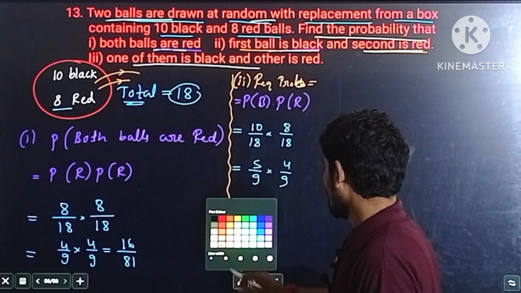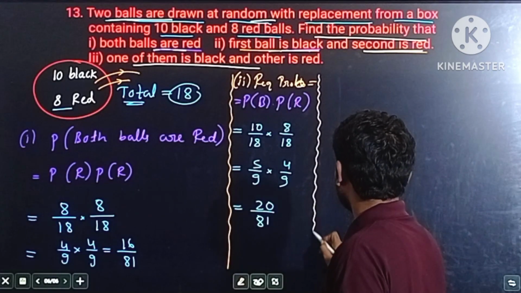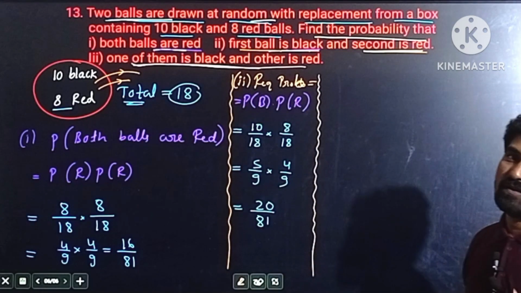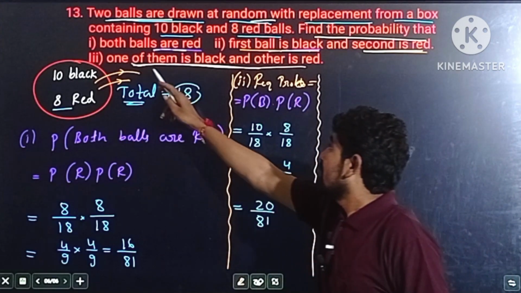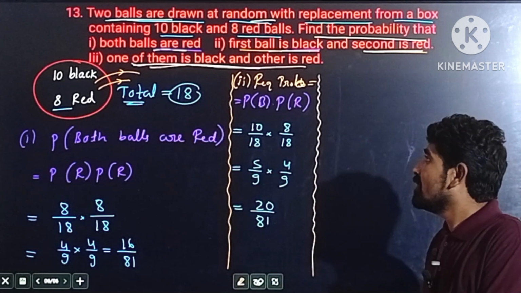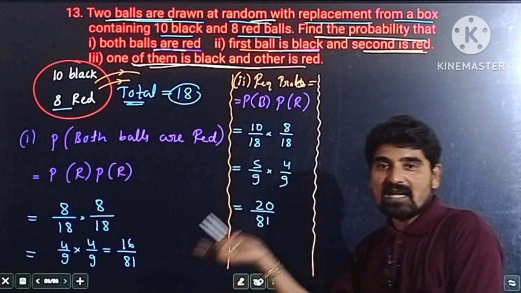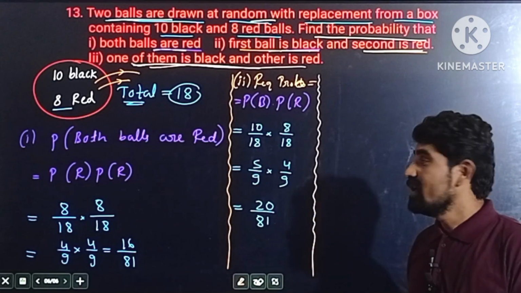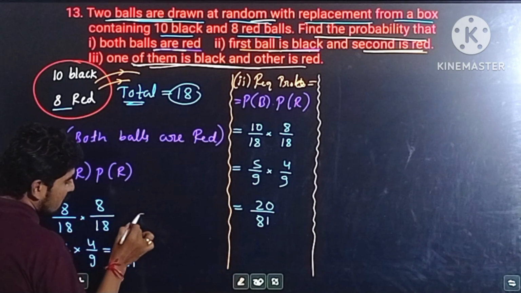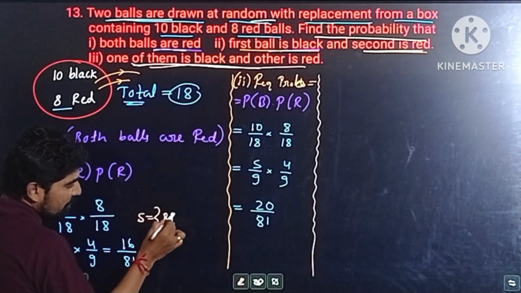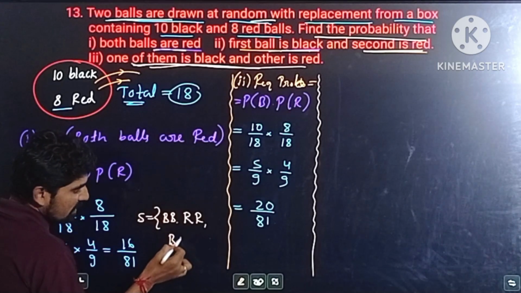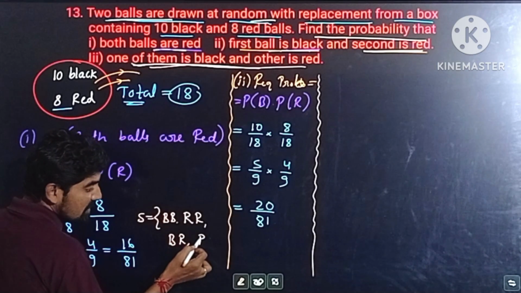And now in the third question, we need to identify the probability that one of them is black and the other is red. Here it is not given that the order of the balls matters. We need to identify the probability of getting one black ball and one red ball. So see here, when two balls are drawn from the box containing black and red balls, both balls may be black, or both may be red, or the first is black and the second is red, or the first is red and the second is black.